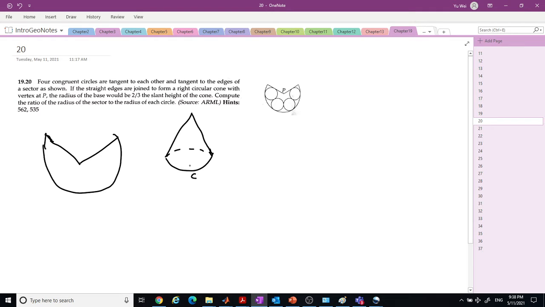you know the circumference of the base. Let's say this is r. So you know 2 pi r is equal to the arc length of the sector. And this is the D, the slant height. It mentioned the radius of the base to D is 2/3, which means R over D is 2/3.